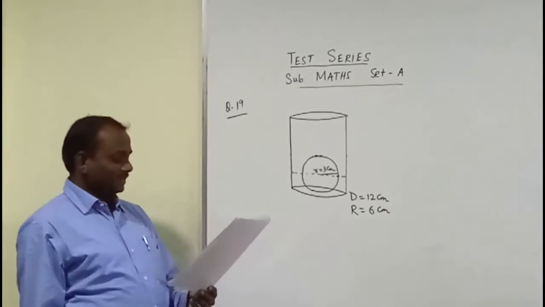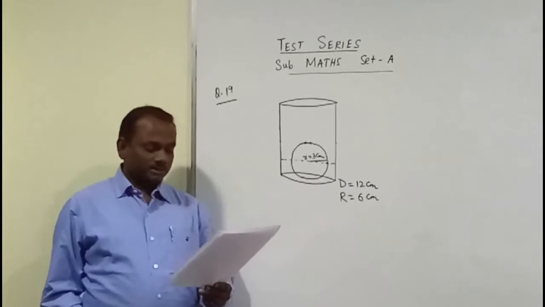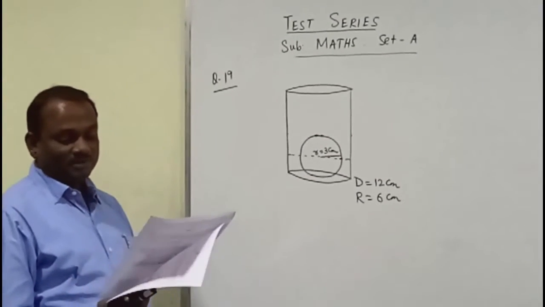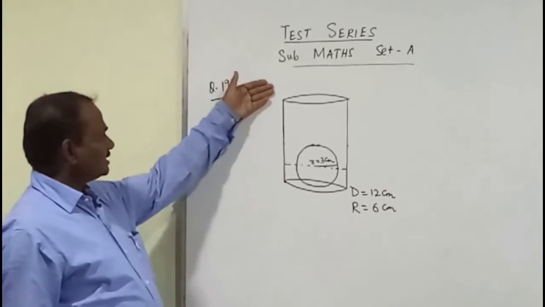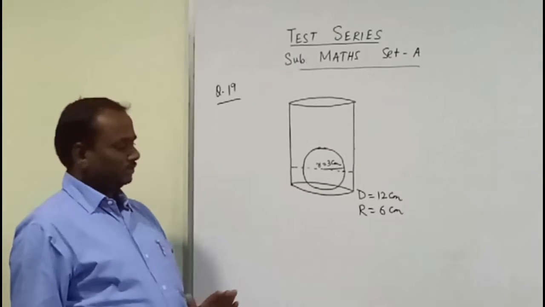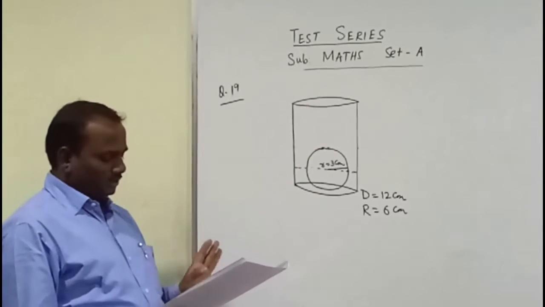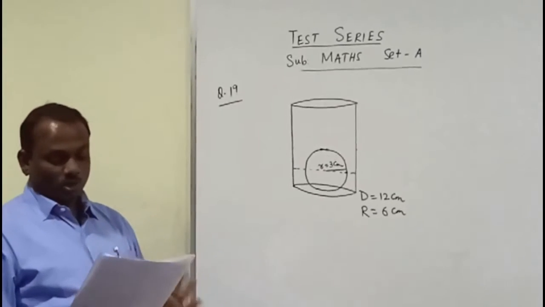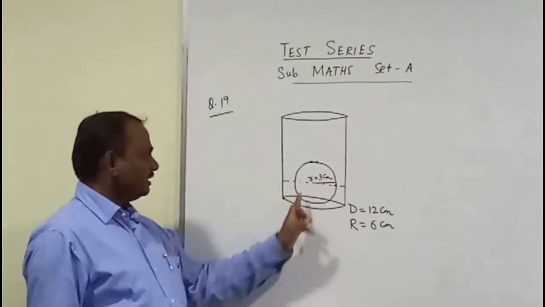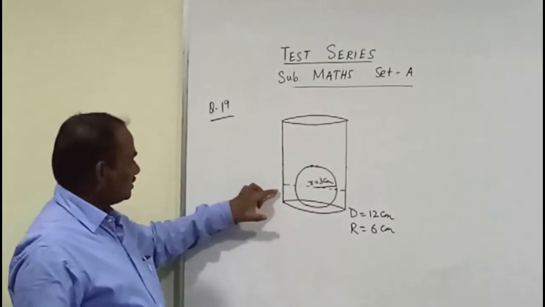Let's take question number 19 now. It's given a sphere of diameter 6 cm is dropped in a right circular cylindrical vessel partly filled with water. Let's say this is the cylindrical vessel and it is partly filled with water. Some water is there. Now a sphere of diameter 6 cm is dropped in it. This is a sphere, diameter 6, so radius is 3. This is dropped in the water. So the water was filled till here.